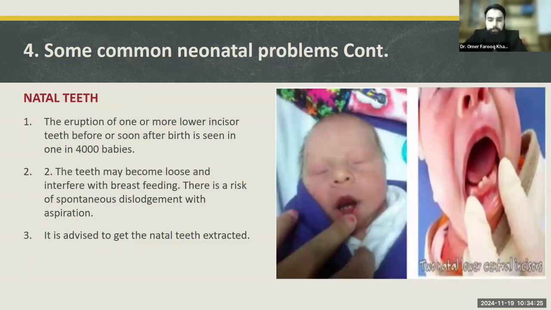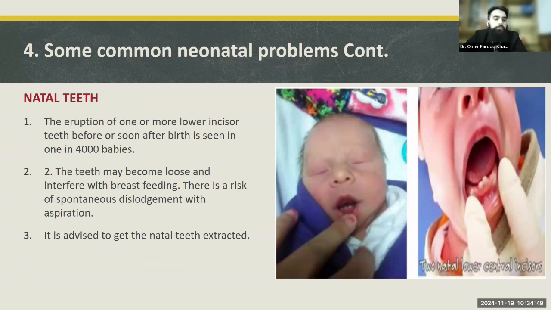Needle teeth, now that is a problem which needs handling with care. The eruption of one or more lower incisor teeth before or soon after birth is seen in 1 in 4,000 babies. The teeth may become loose and interfere with breastfeeding. There is a risk of spontaneous dislodgement with aspiration of the teeth as well, which may create respiratory problems.